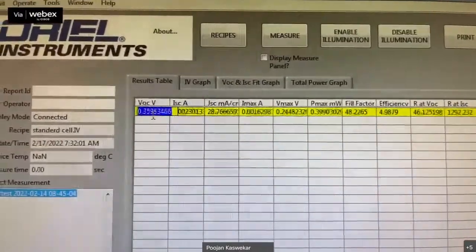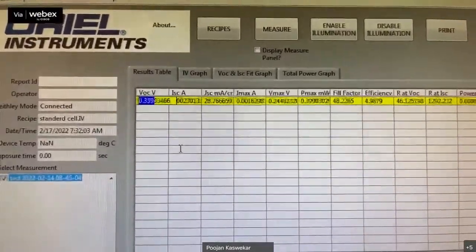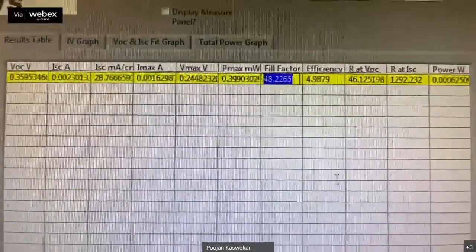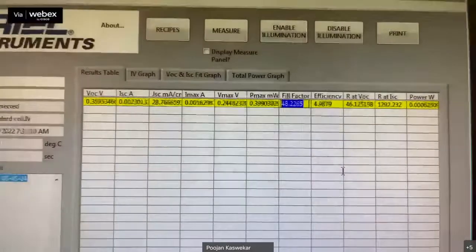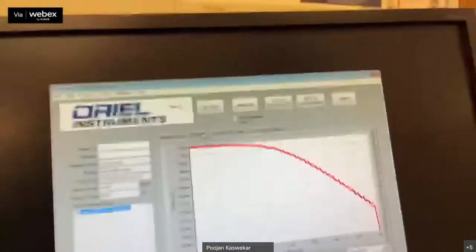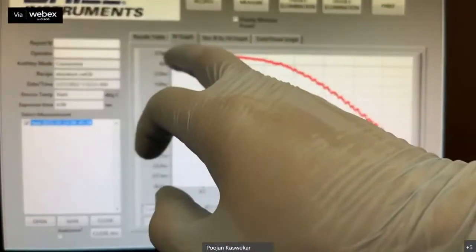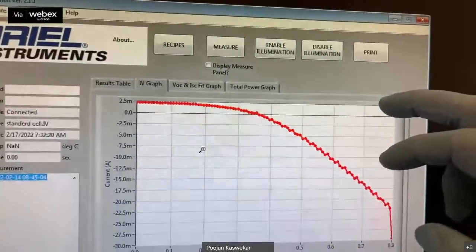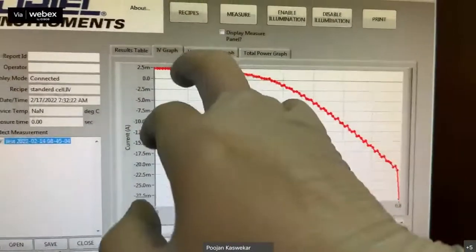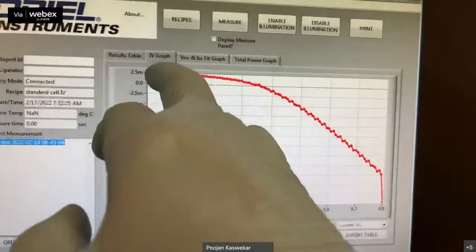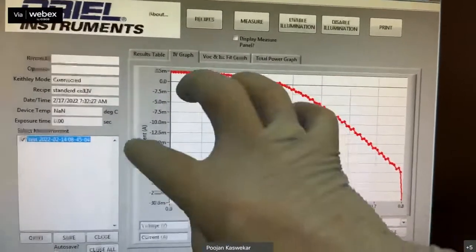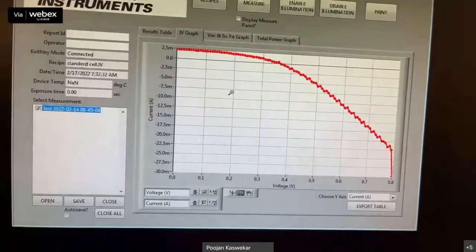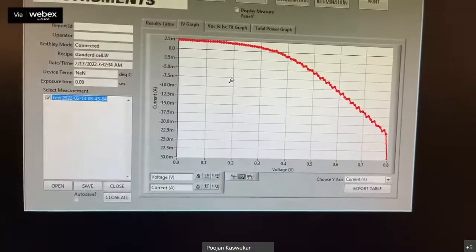And the VOC here is 0.359, like 0.36 volts. And the fill factor is 48.226. The fill factor shows how rectangular your IV graph is. In an ideal case, the IV graph should be a rectangular one like this. But when it is falling like this, the fill factor shows how much of the rectangular area you're covering. The more fill factor you have, the more you are going towards the ideal characteristics.